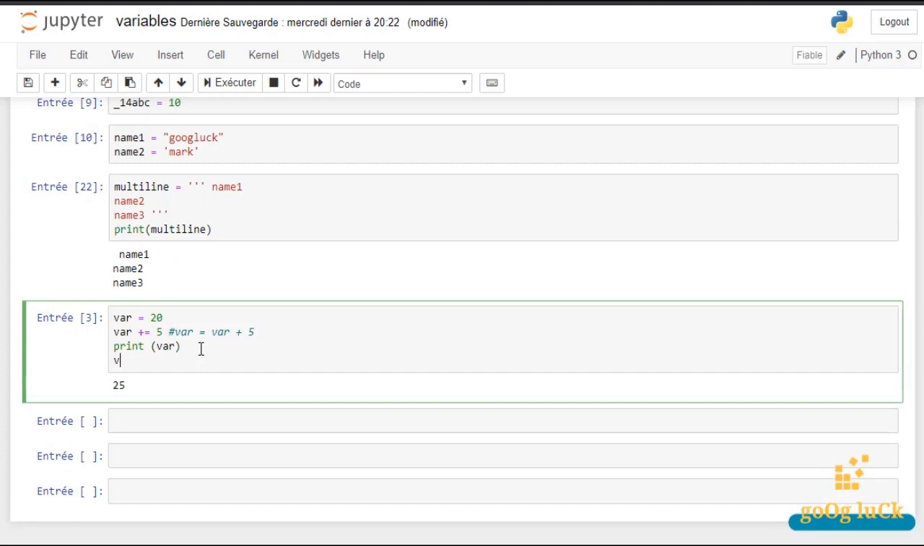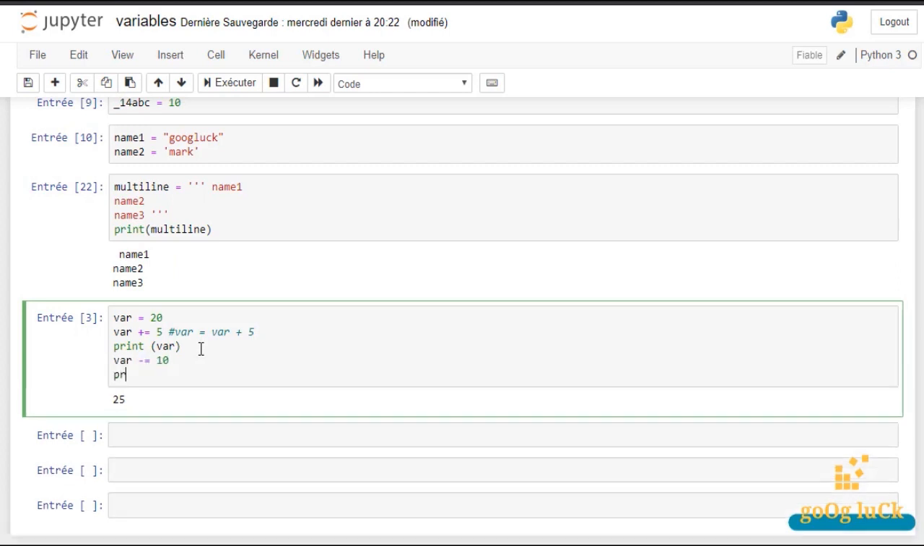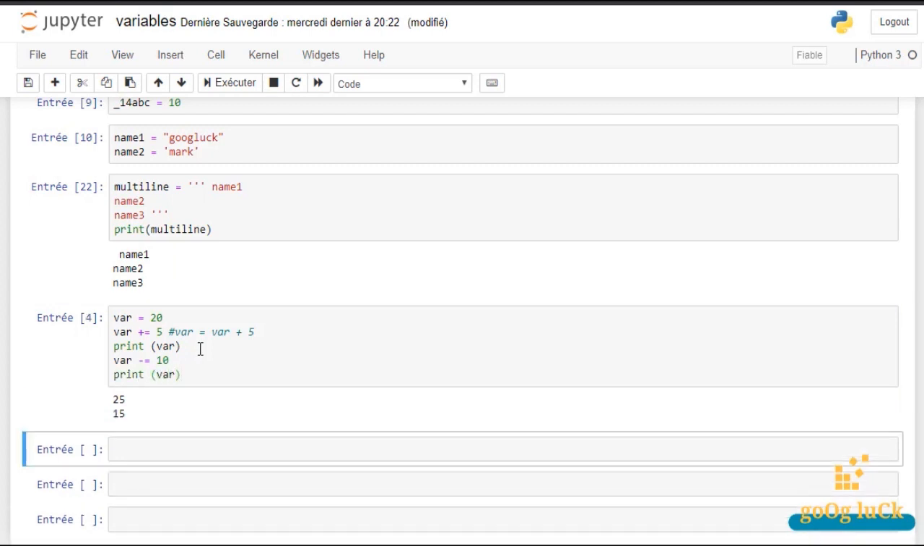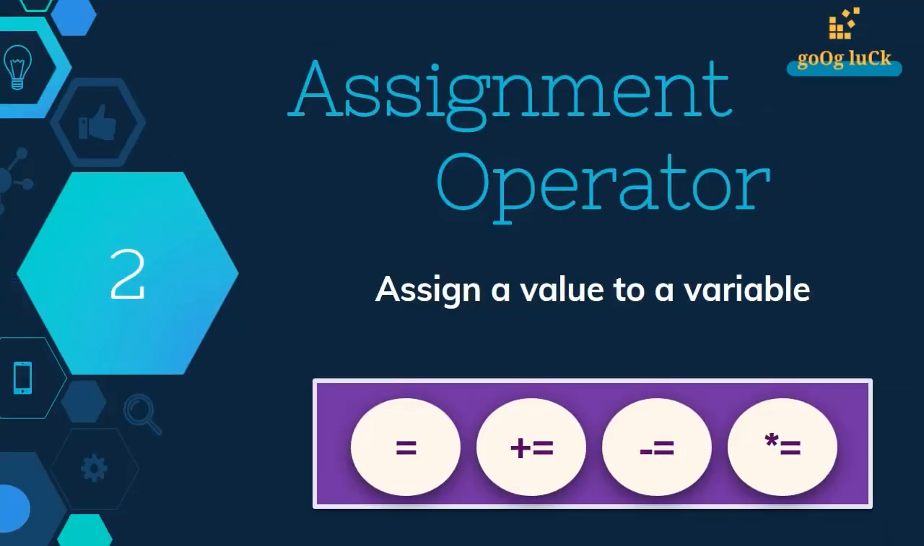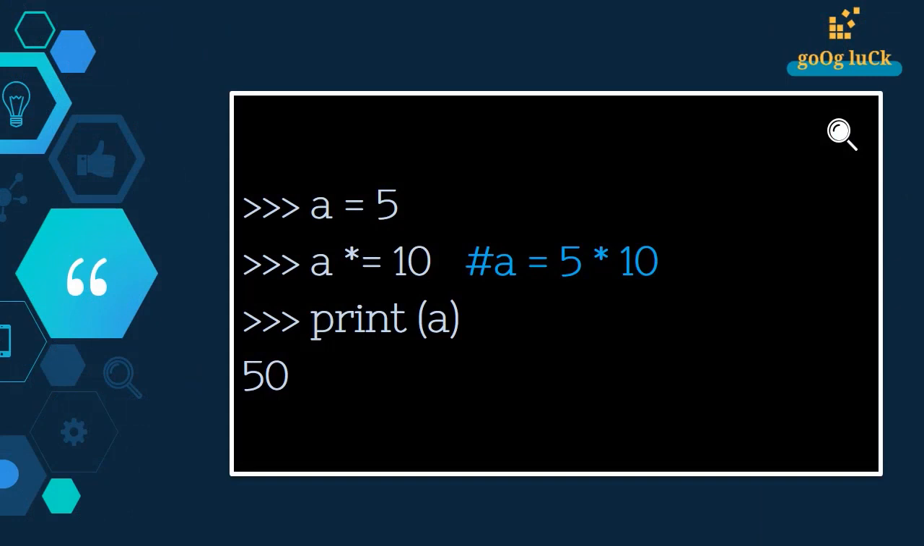Similarly you can perform var minus equal 10 and again get your value printed. So the updated value of var would be 25 minus 10 equals 15. This plus equal to or minus equal to is generally named a shorthand, which means add or subtract and assign the value to itself. The same example is mentioned over here: a equals 5, a multiply equal to 10. It means a equals 5 multiplied by 10. When you print a, you get the output 50.